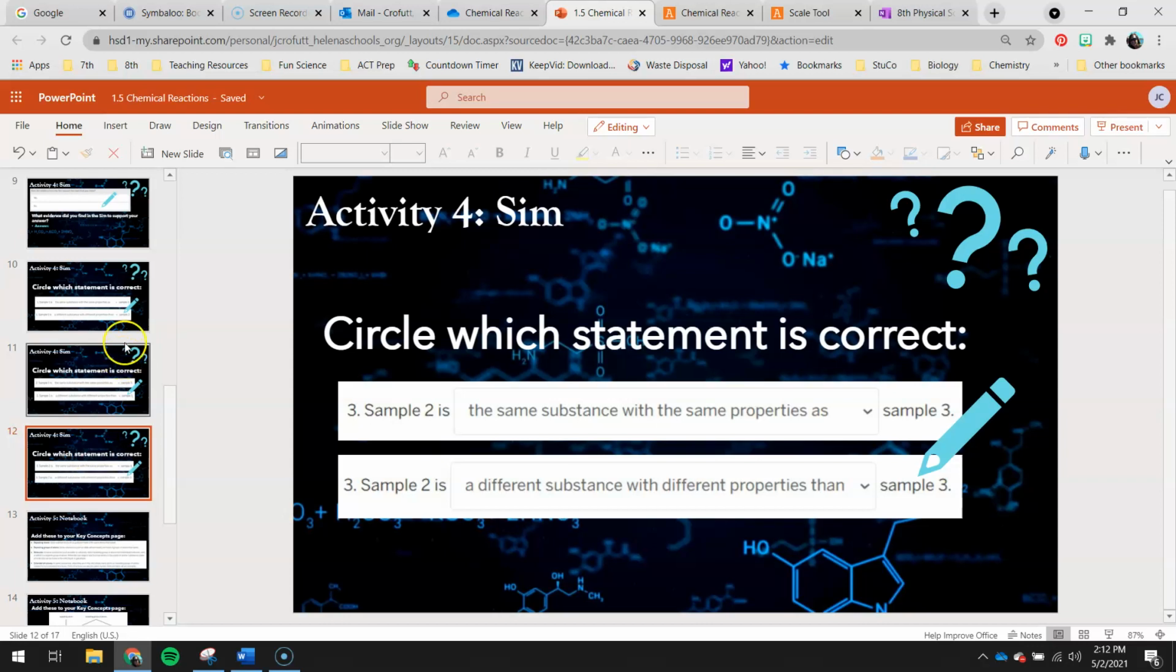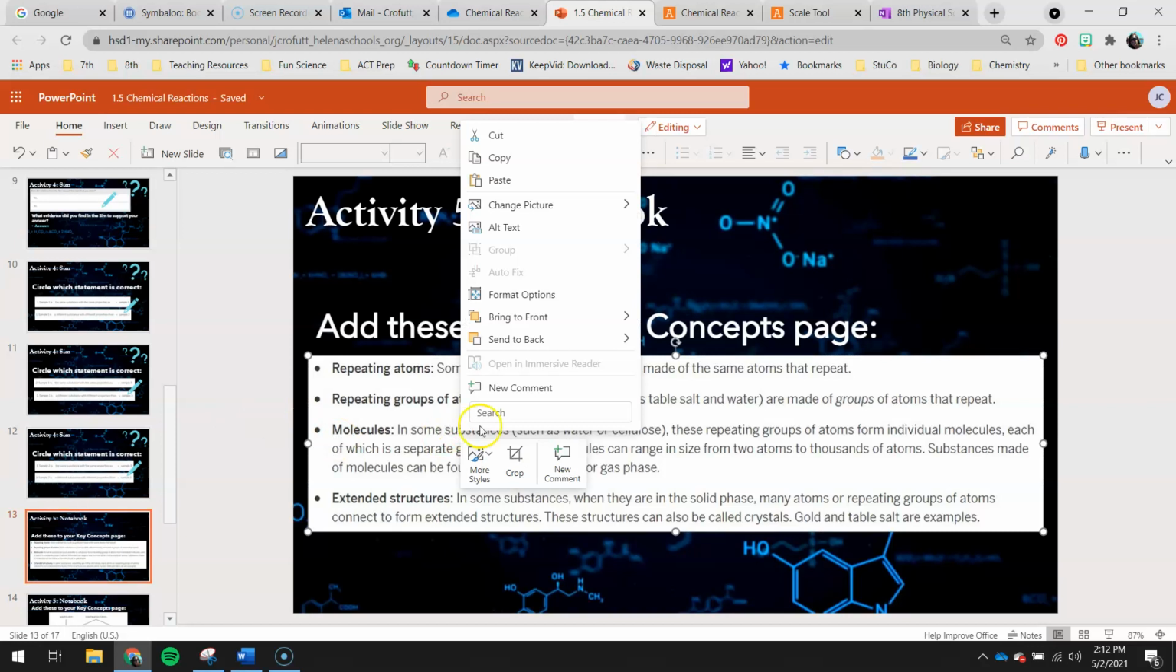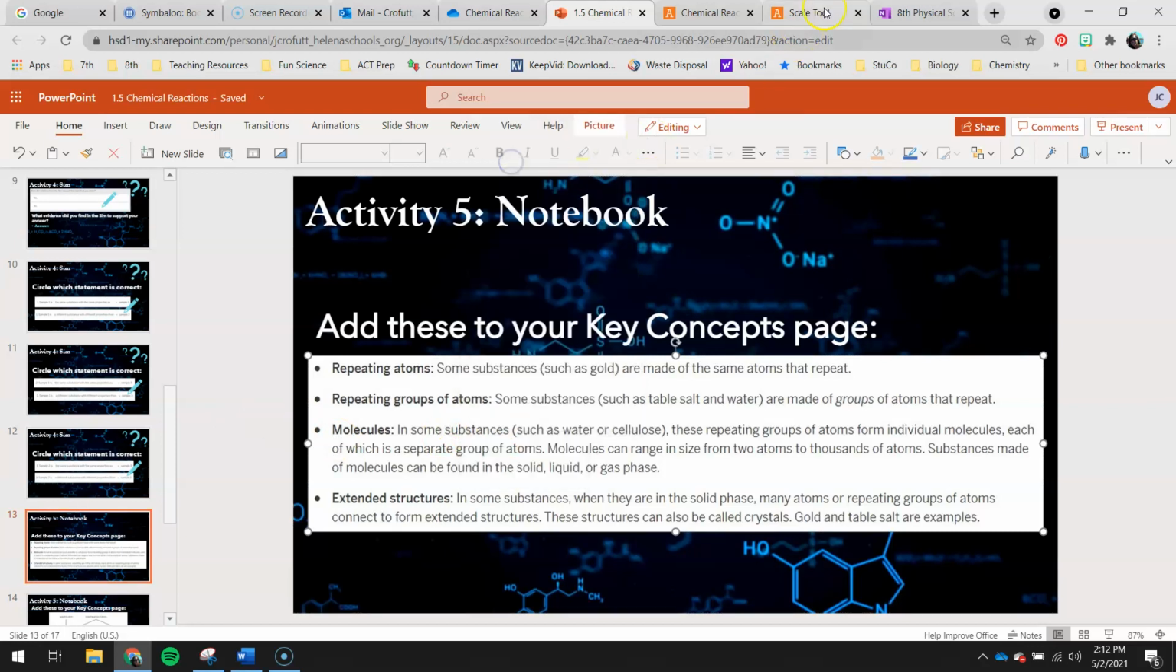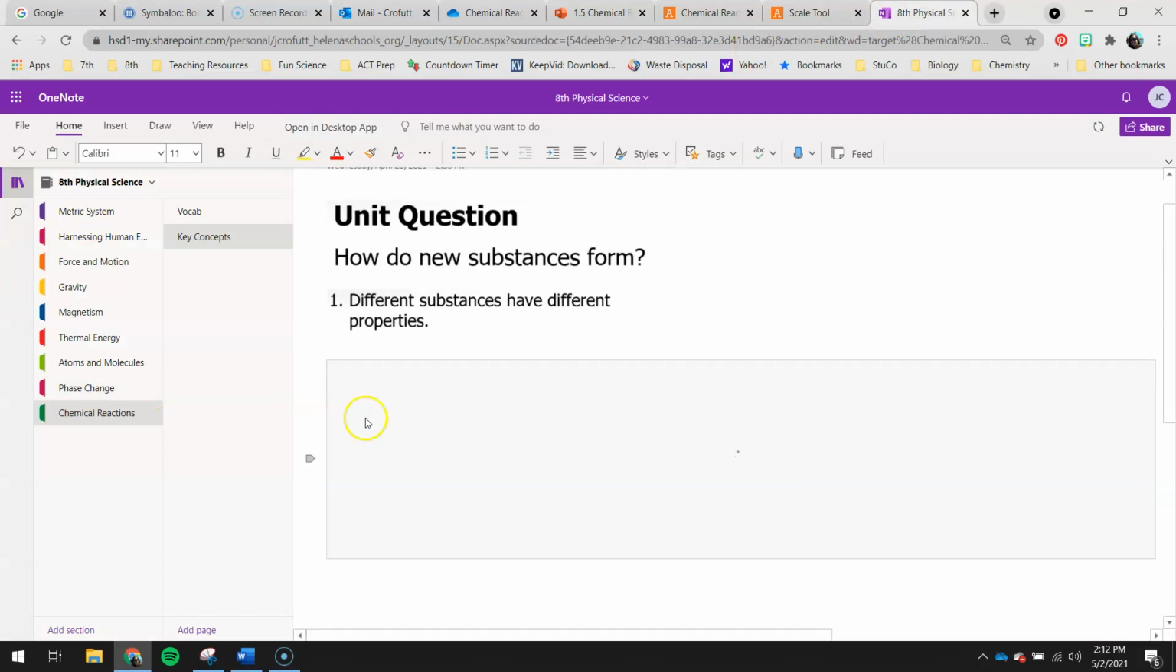All right, so you guys should have just finished slides 8 through 12. Okay, and we're gonna go ahead and move on to last activities. So first of all, I want you guys to add these to your key concepts. So you guys can go ahead, right click, copy that, and then go into your key concepts and paste this in there. So that's the first thing I want you guys to add to your notebook.